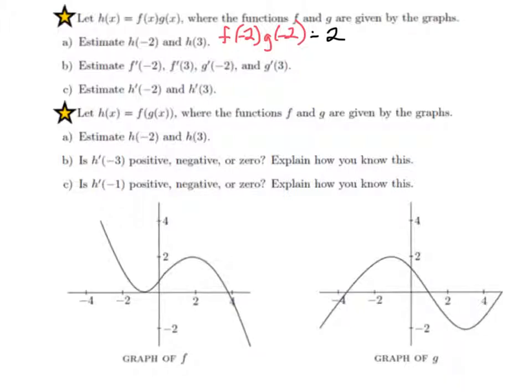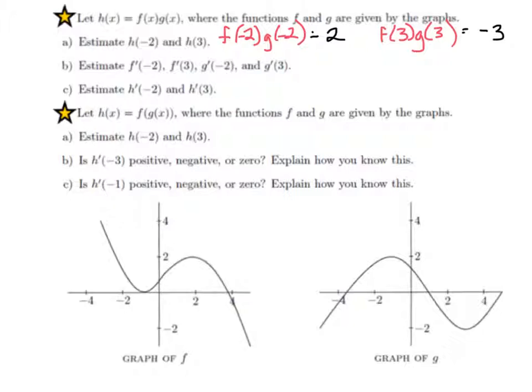And h of 3, of course, would be f of 3 multiplied by g of 3. So we go down and look. F of 3 looks like about, I don't know, maybe about 1.5. G of 3 looks like about negative 2. So negative 2 multiplied by 1.5 is negative 3.